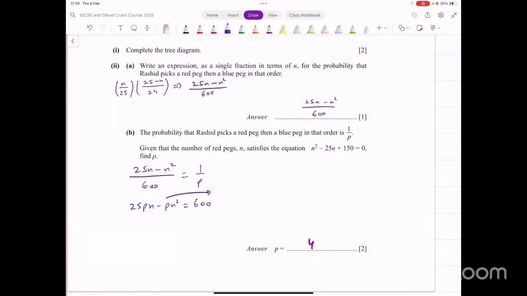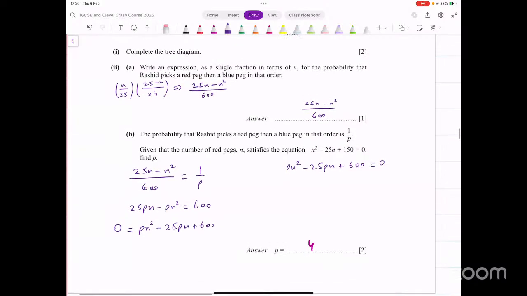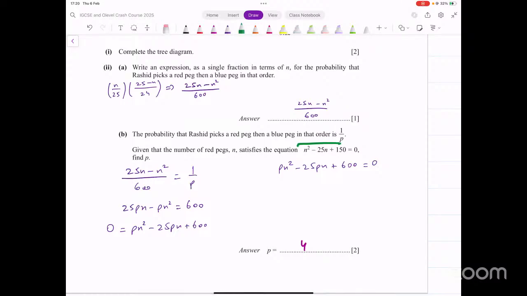If I take these terms to the right side, that is going to give me pn squared minus 25pn plus 600 equal to 0. So this is the equation that I'm getting now from here: pn squared minus 25pn plus 600 equals 0. Now they are saying it should satisfy this equation.